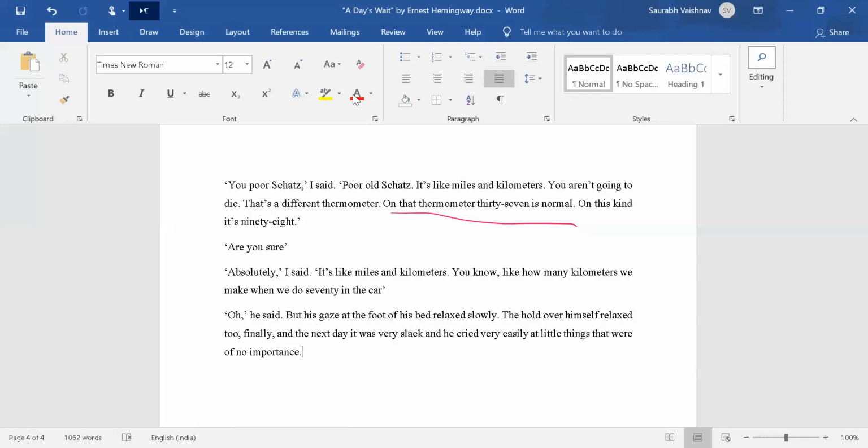So, students, this was a very simple story, and it shows the innocence of the child who did not know the difference between Celsius and Fahrenheit thermometer. And the poor boy was waiting the whole day to die. That's the end of the short story.